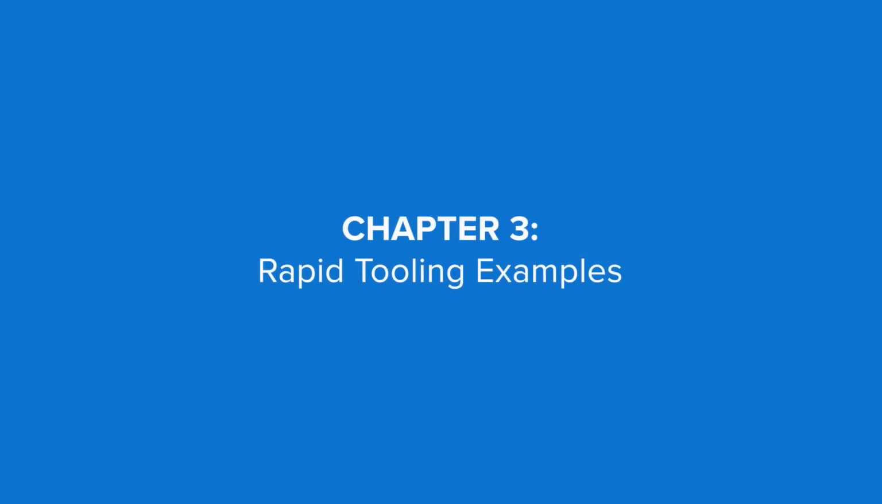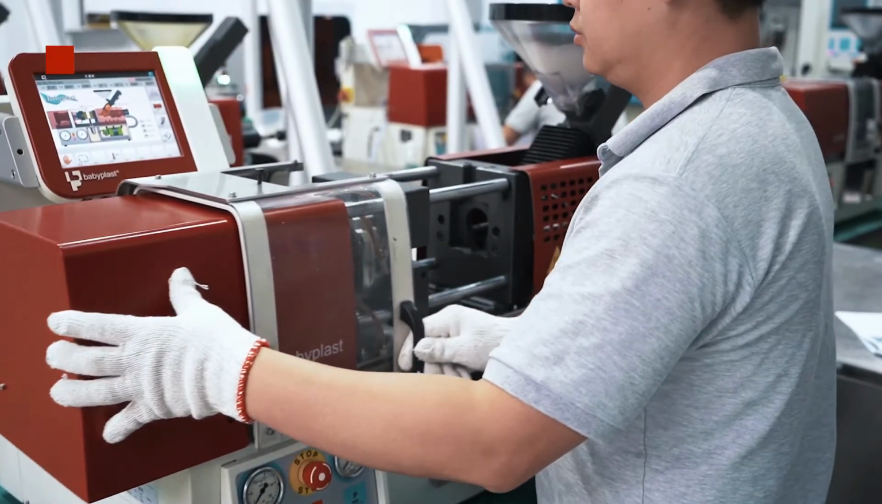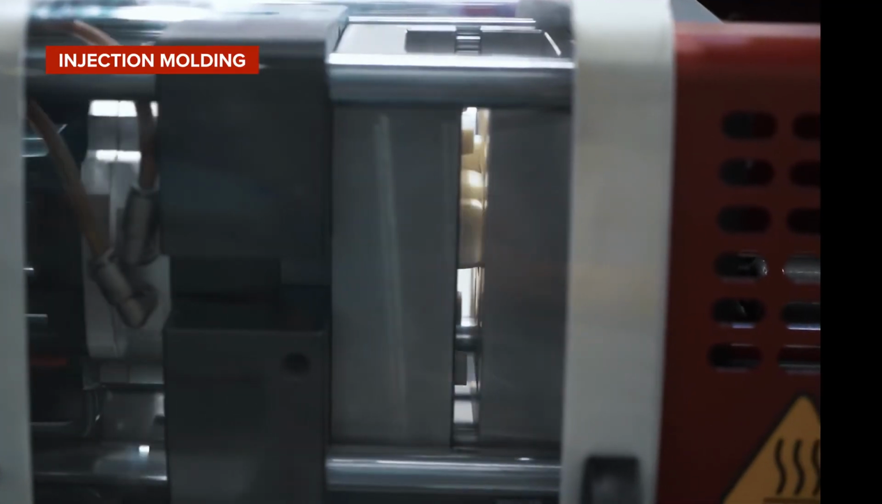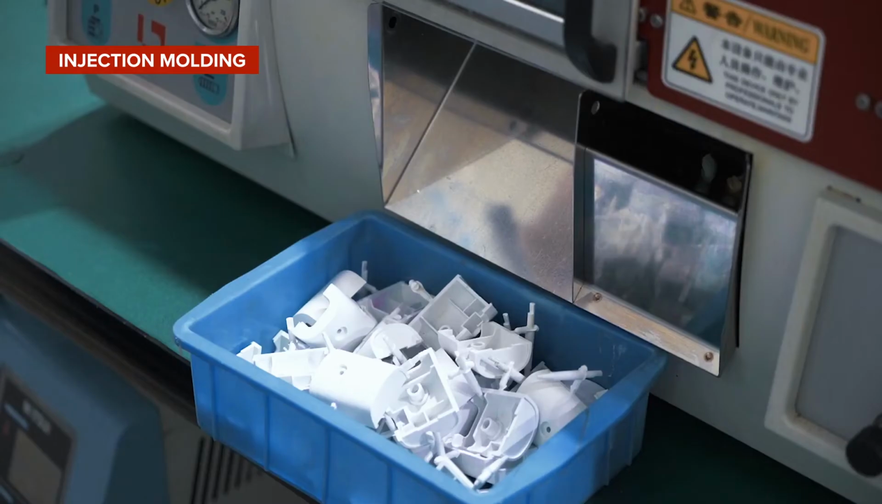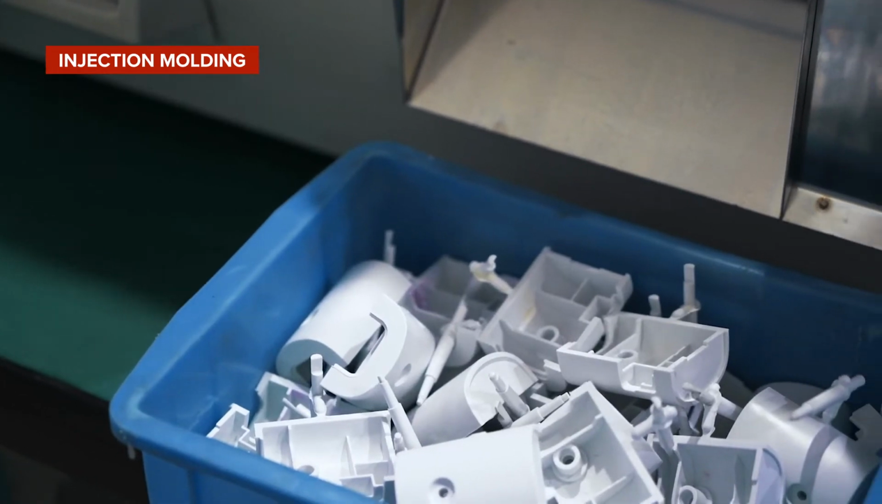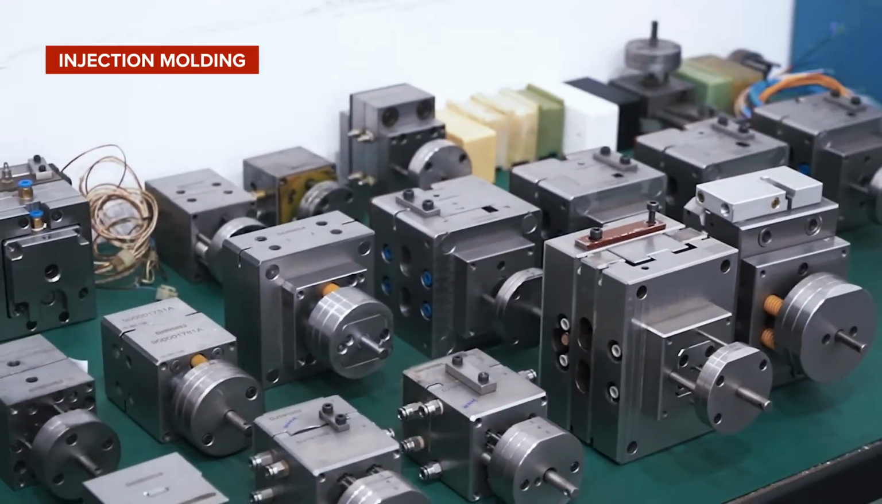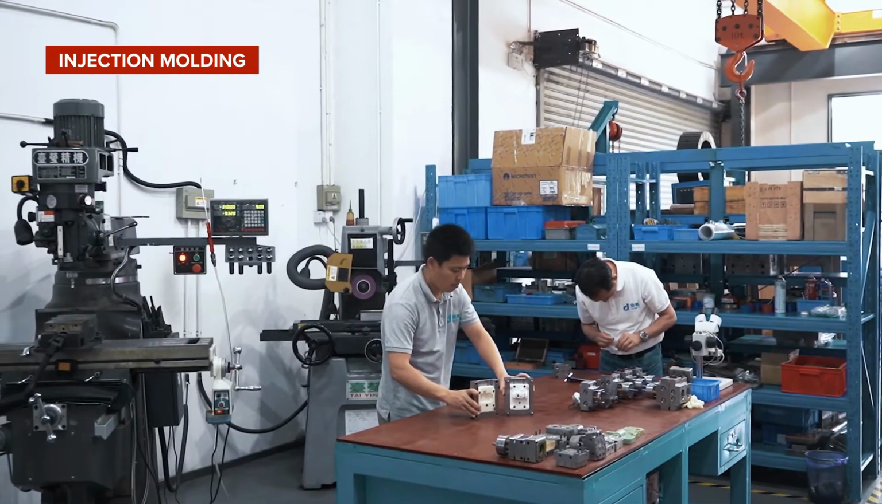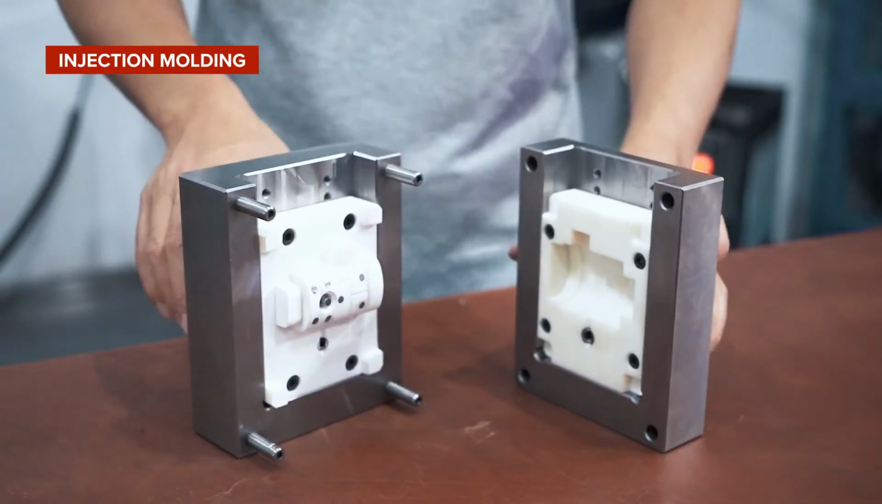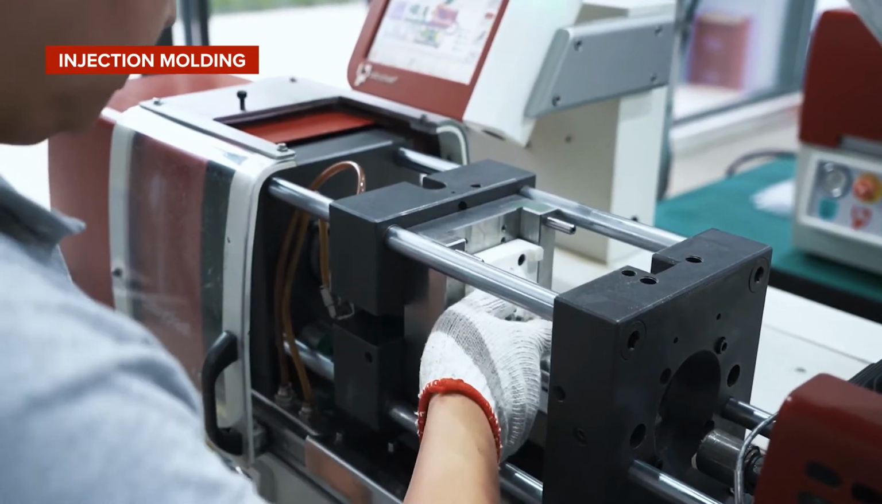Let's see some examples of how innovative companies have been using Formlabs 3D printers for rapid tooling. Injection molding is one of the most popular manufacturing processes for thermoplastic, silicone, or rubber parts. Due to the excessively high cost of traditional metal tooling, it is also the process that can benefit the most from 3D printed rapid tooling.